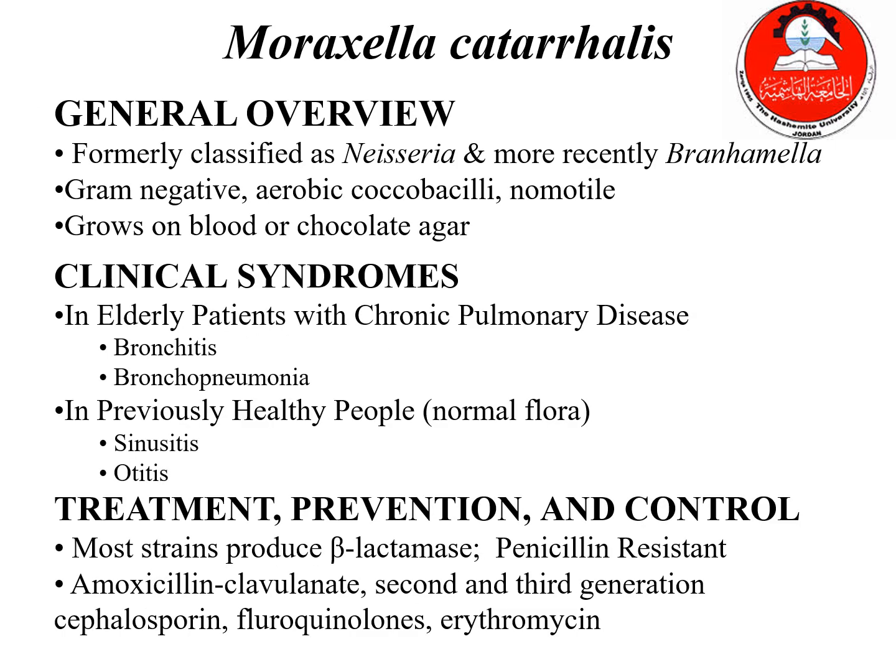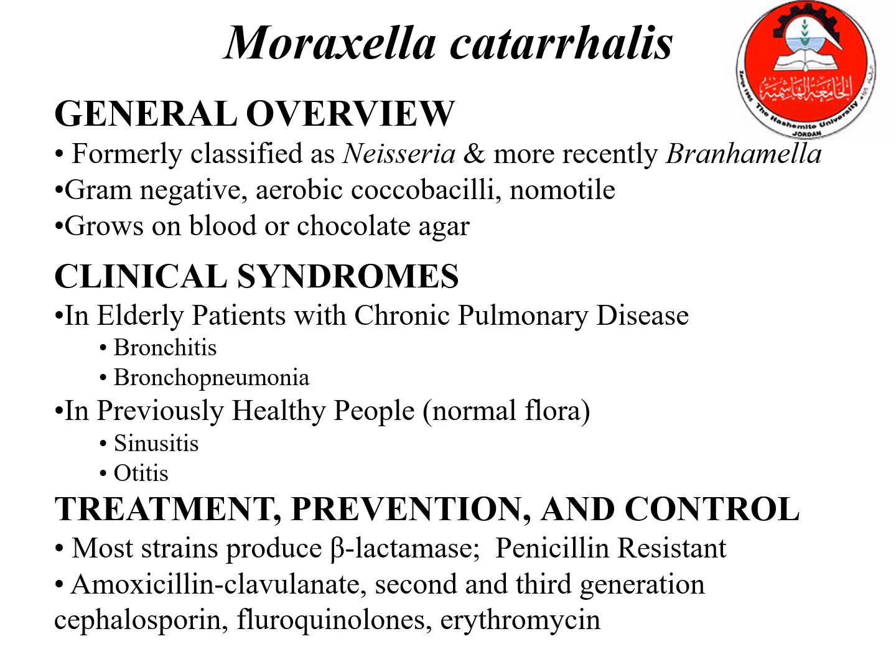The second microorganism that we're going to talk about is Moraxella catarrhalis, which is a gram-negative aerobic coccobacilli, and it is non-motile. It grows on blood or chocolate agar. Moraxella catarrhalis is associated with two types of clinical syndromes. In healthy individuals, it could be part of the normal flora, and it could cause infections such as sinusitis and otitis media, especially after viral infections of the upper respiratory tract. And in the elderly and immunocompromised, it is associated with chronic pulmonary disease in the form of bronchitis, mostly bronchitis, and in certain instances it might cause bronchopneumonia.